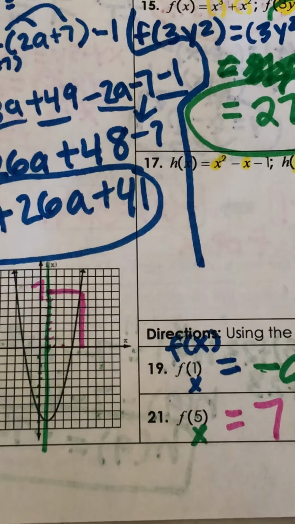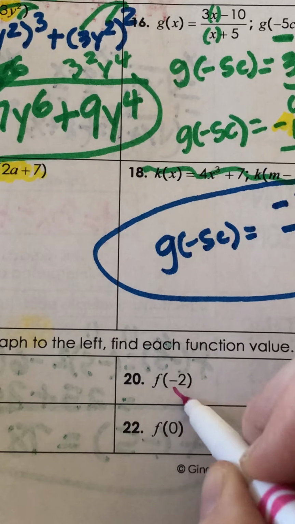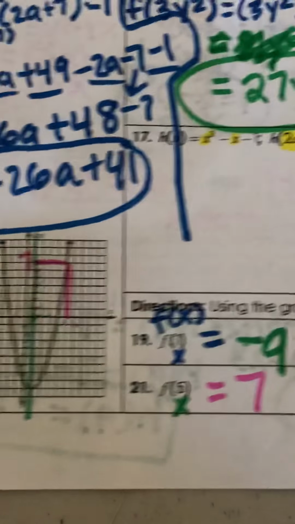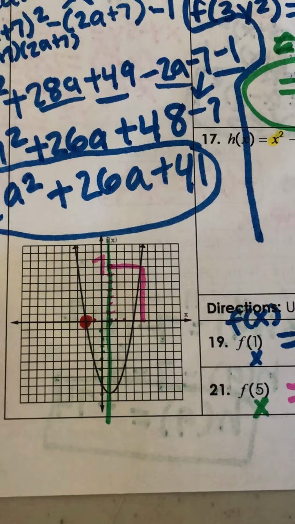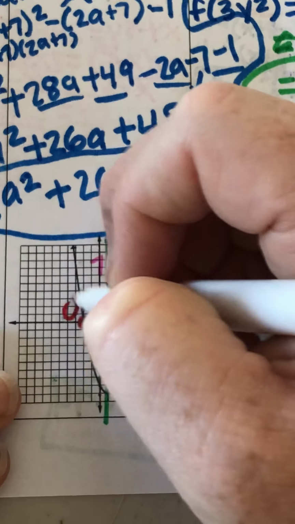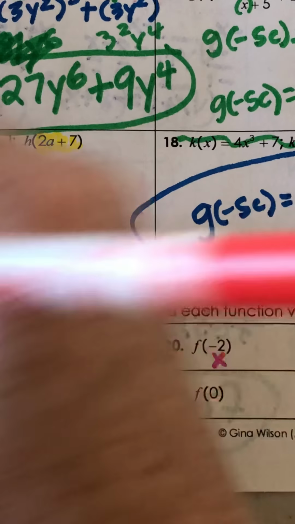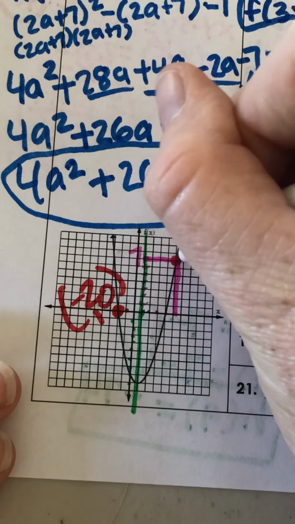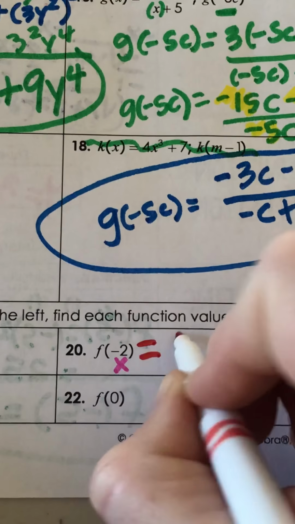All right, so number 20. f of negative 2. So what is the y value when x is negative 2? Let me do that in a different color. So negative 2, right here. What's that y value? 0. Oh, this would be the point negative 2, 0. I guess you could have done that with all of them. You could have found coordinate points where these hit and then stated the y. That works too. But the y here is 0.